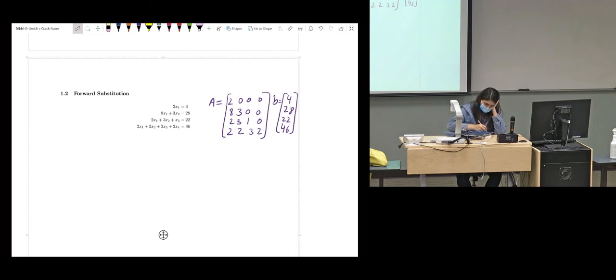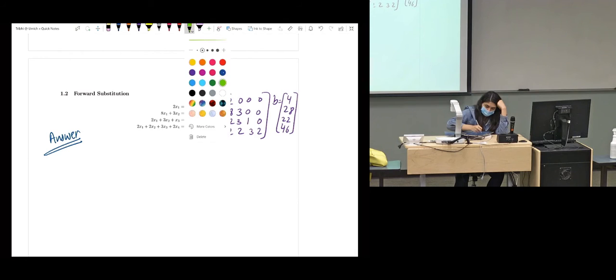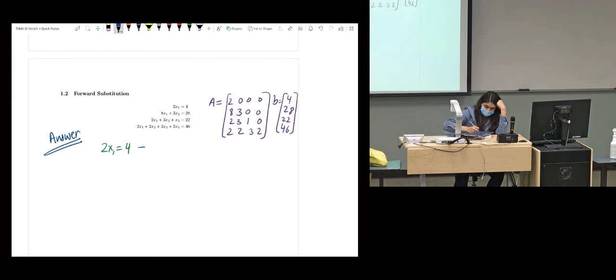What I'm going to do is start solving these equations, starting from equation 1, finding out the value of x1, then substituting in equation 2, finding out the value of x2, and so on and so forth. So from equation 1, I get 2x1 is 4. I know that this implies x1 is 2.